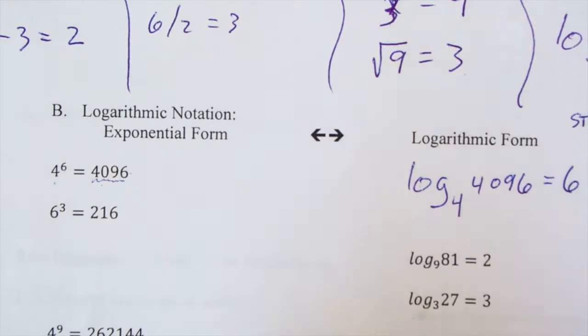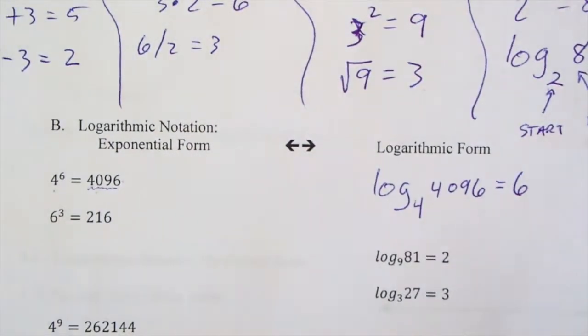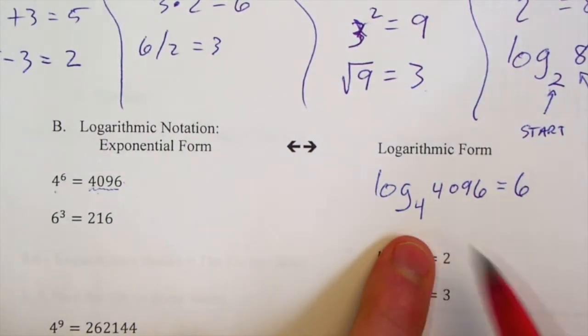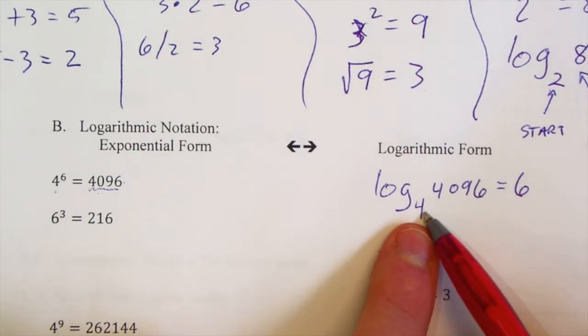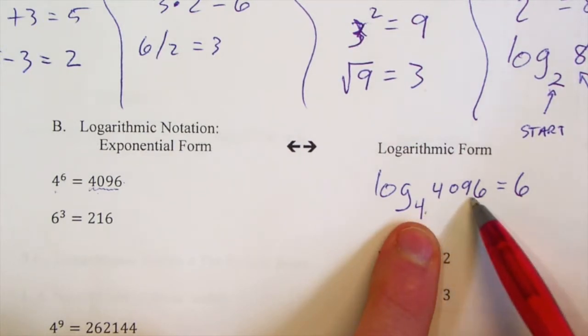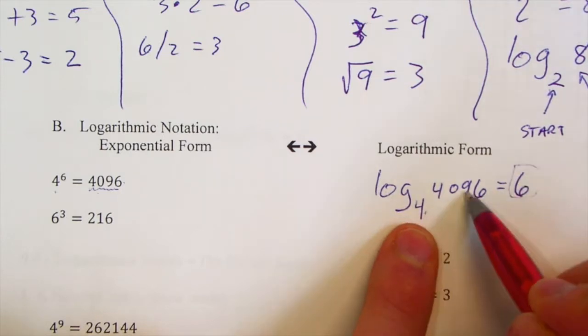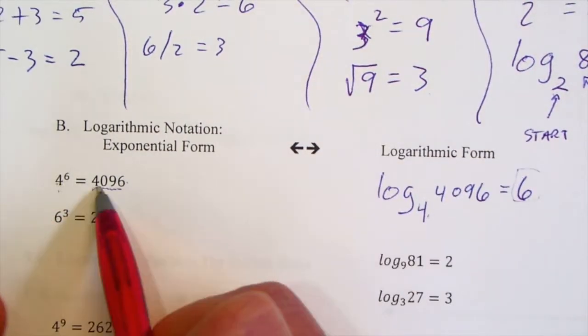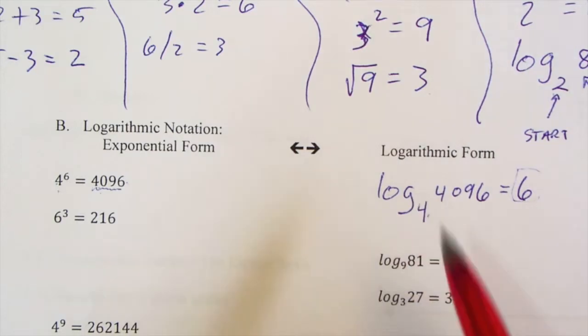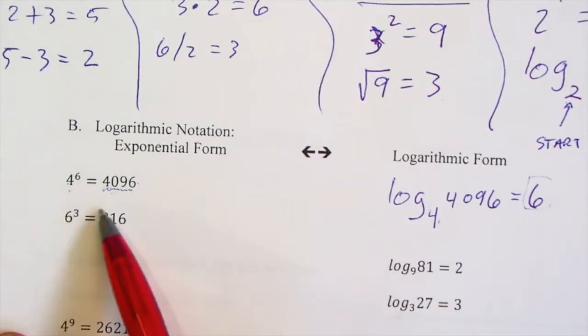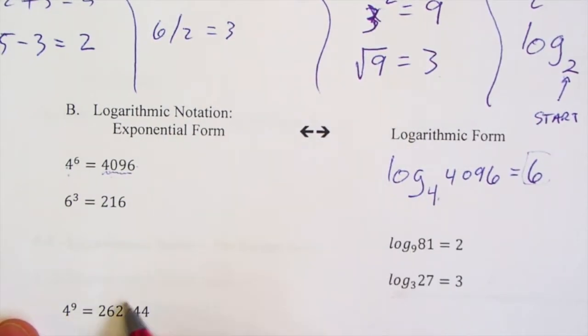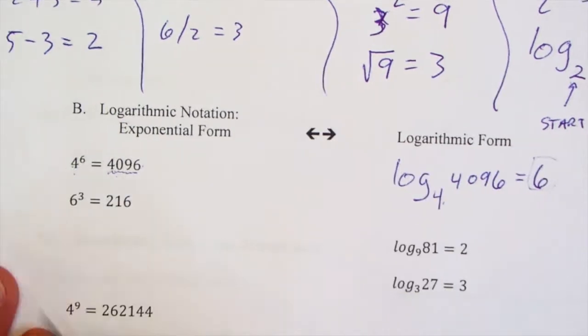And well, hold on one second. Why does it work that way? Here's what the log says. If I want to start with a 4 and end with a 4096, I want to know what's the exponent that changes a 4 to a 4096. Start with a 4, end with that. Oh, it's 6. See if you can pause it, and you try the next one. Try this one and this one down here. See if you can rewrite these in log form.